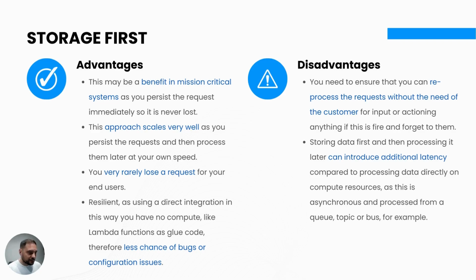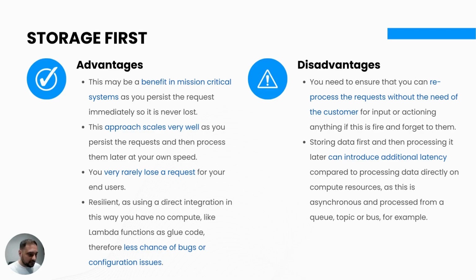So advantages, we've covered a lot of these, but the benefits for mission critical systems where we want to persist that data straight away. It scales very well. Like we said, the storage first service will scale out massively, and you're very rarely going to lose that request. Now, one thing to note is that with direct integration, we have less chance of bugs or configuration issues.